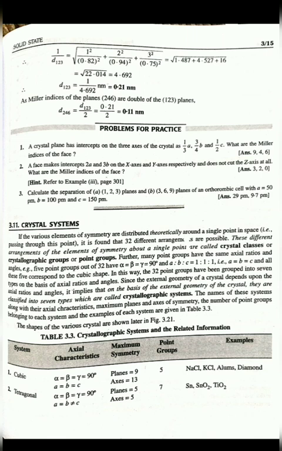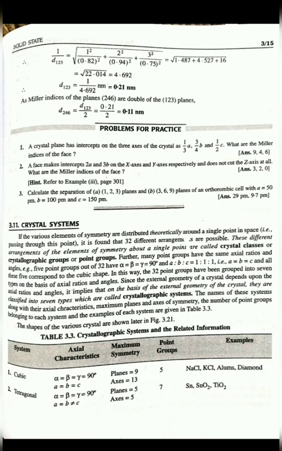Next, heading 3.11, crystal system. When the various elements of symmetry are distributed theoretically around a single point in space, that is, passing through the point, it is found that 32 different arrangements are possible. These different arrangements of the elements of symmetry about a single point are called crystal classes, crystallographic groups or point groups. Further, many point groups have the same axial ratios and angles. That is, 5 point groups out of 32 have alpha equal to beta equal to gamma equal to 90 degrees and a ratio b ratio c equal to 1 ratio 1 ratio 1, that is, a equal to b equal to c, and all these 5 correspond to the cubic shape.